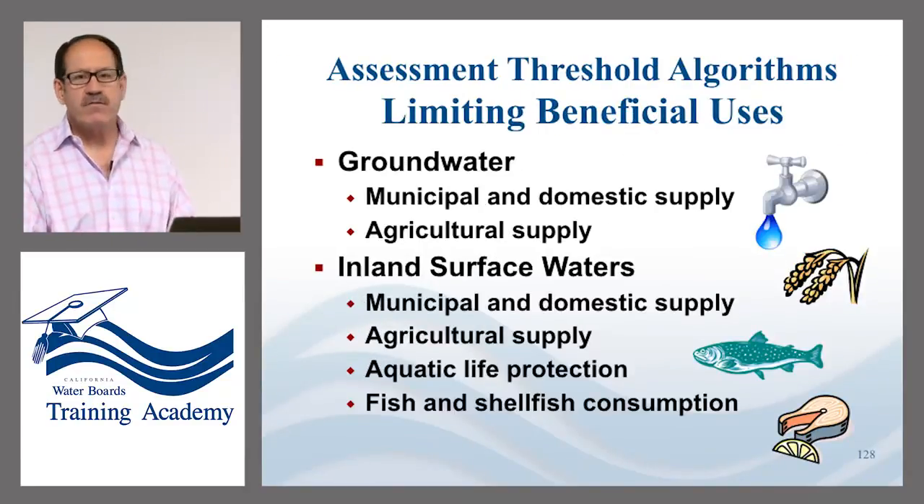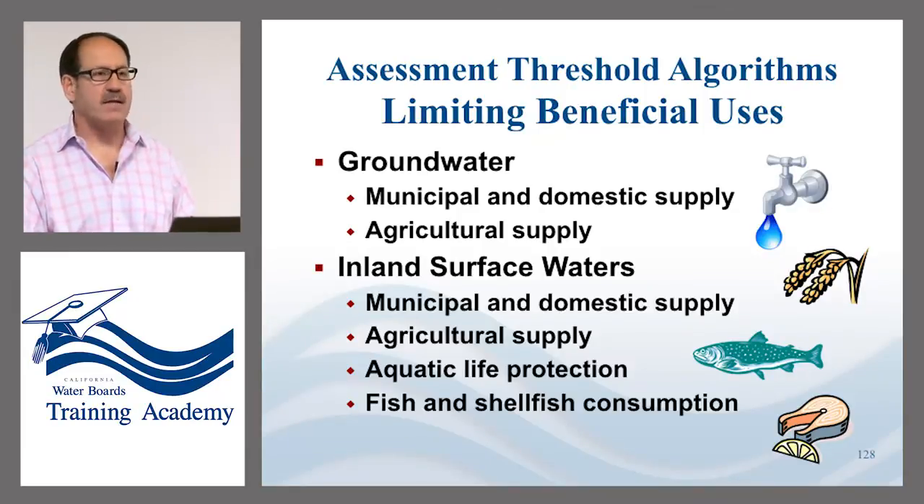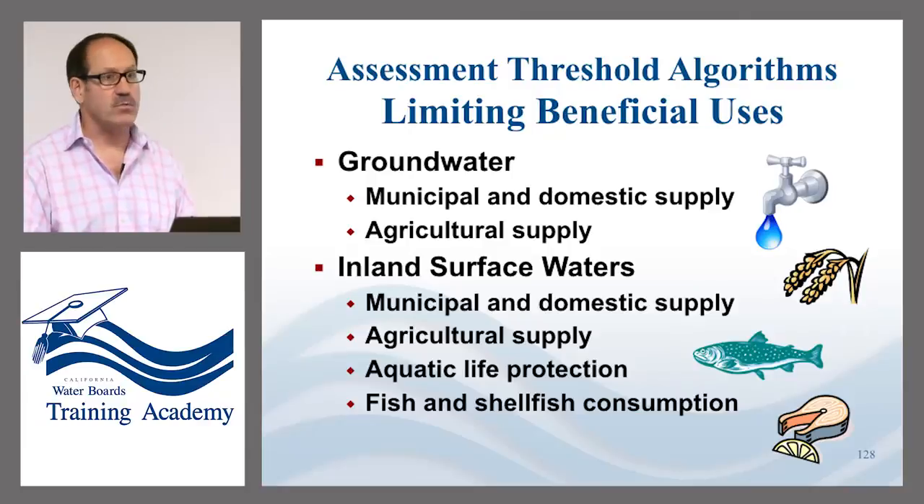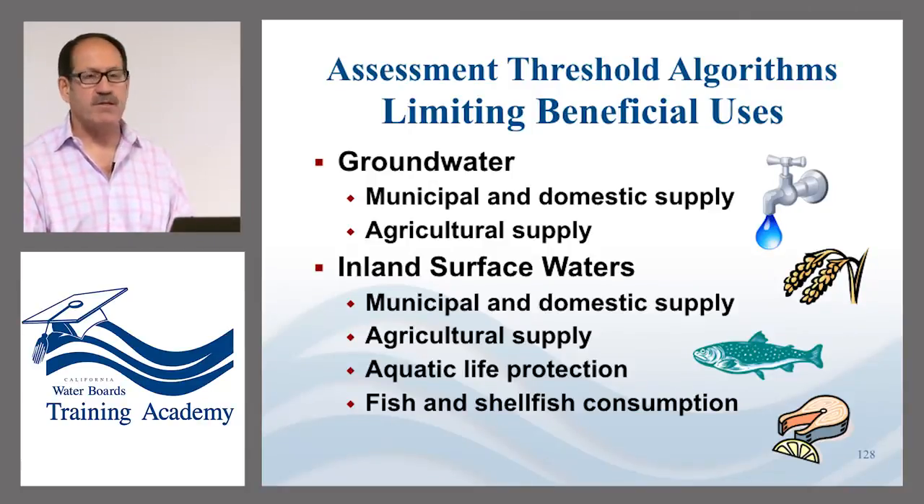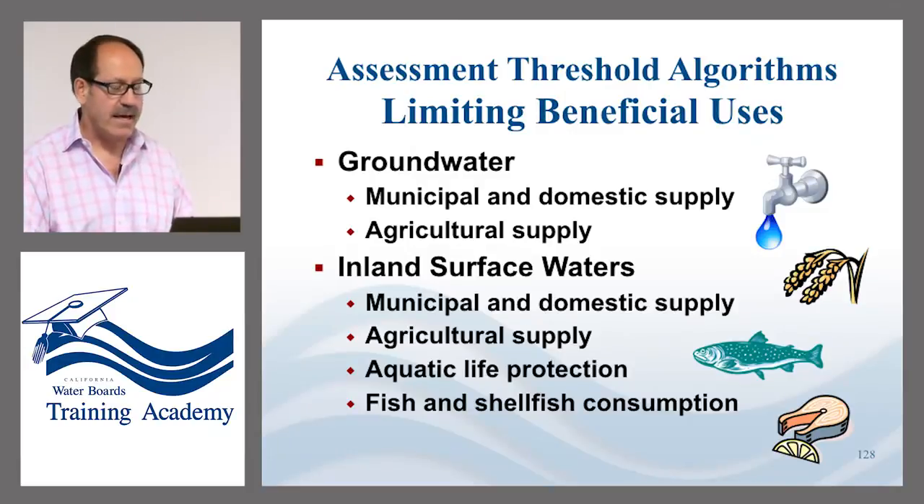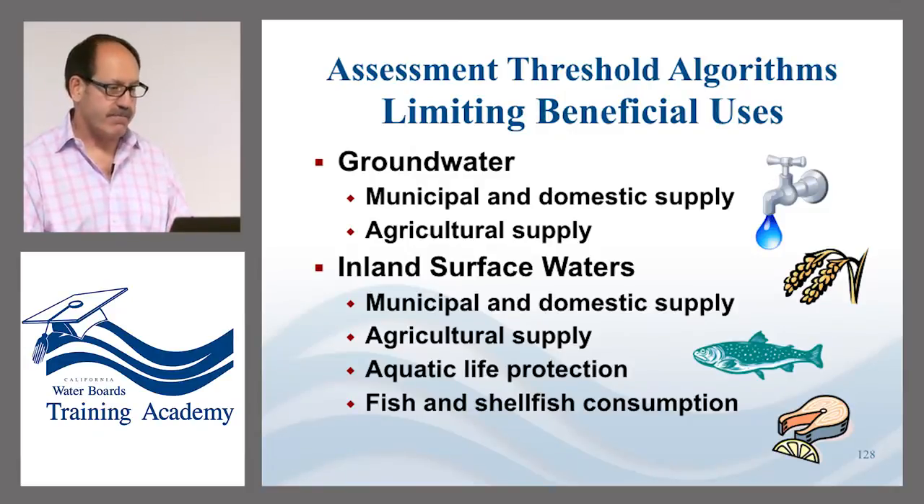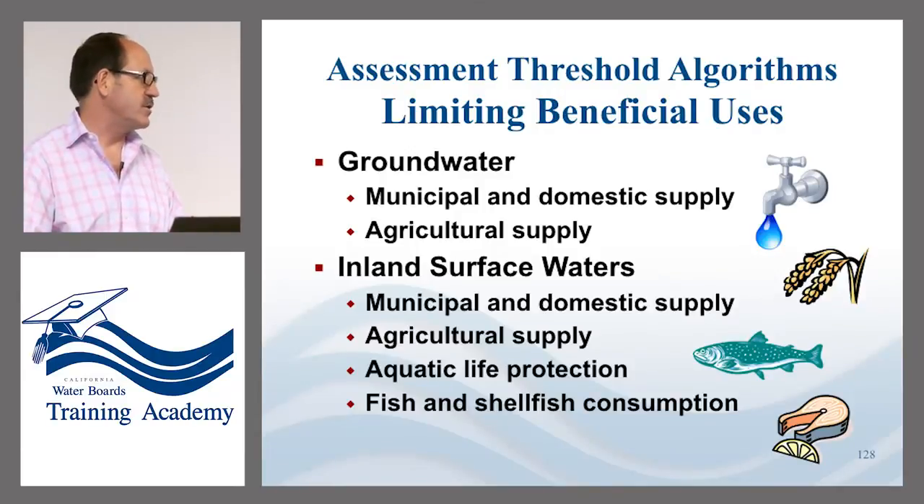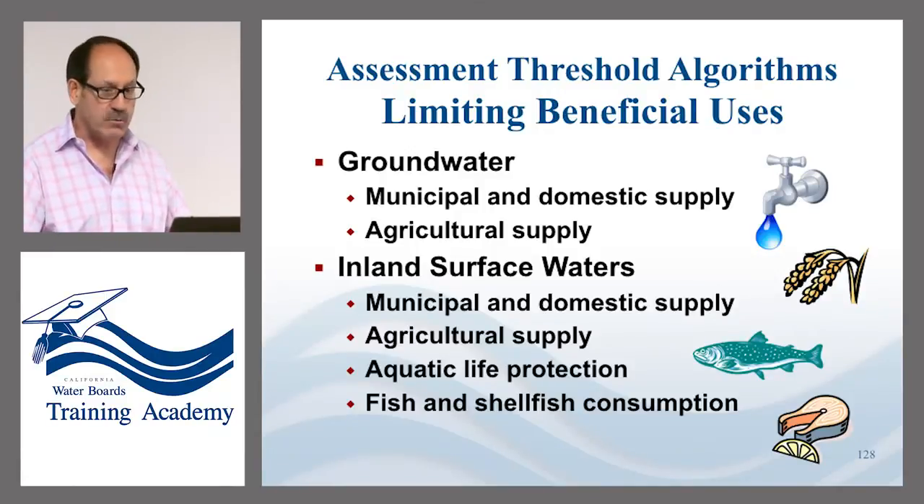There are certain beneficial uses that require more limiting protectiveness than others. They will wind up being the ones that determine what your assessment threshold winds up being. For groundwater, it's usually municipal and domestic supply concerns as well as agricultural supply. For inland surface waters, those two are important, but then you also have aquatic life protection. And in addition, you've got fish and shellfish consumption to consider, bioaccumulation in the food web.